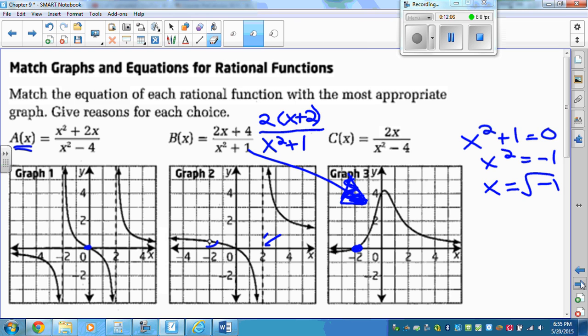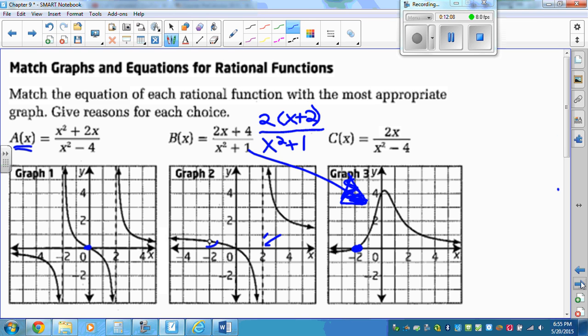Okay. And finally, let's check that we've done our last one here. 2x over x minus 2, x plus 2. If it's only in the denominator, it's an asymptote. So we should have an asymptote at 2 and negative 2 right there and there. And we should have a 0 at 0. Perfect. We did that one correct. Okay.